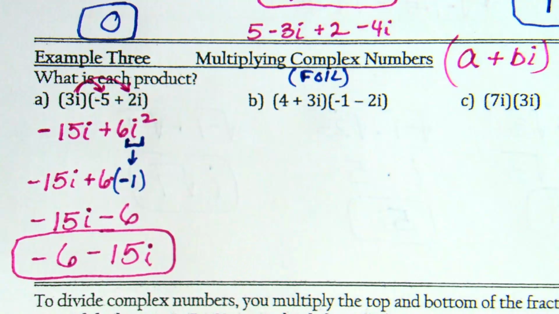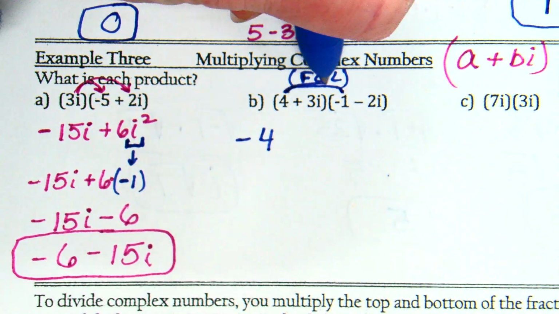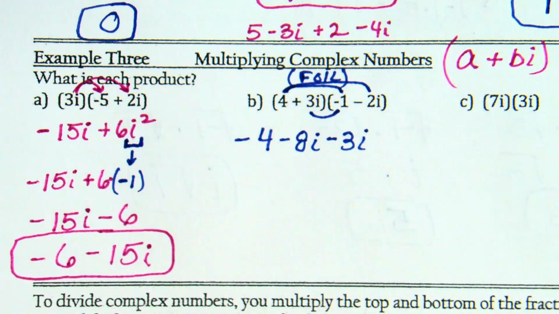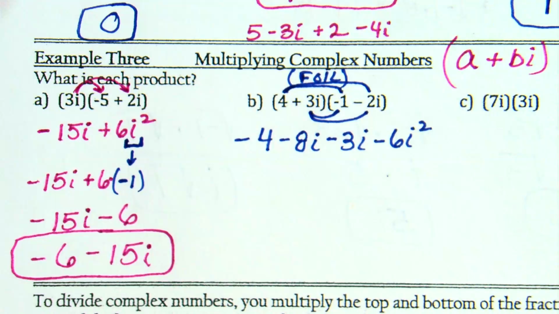So, okay. First, 4 times negative 1 is negative 4. And then outside, or distribute the 4 again. So 4 times negative 2i is negative 8i. Now I'm going to distribute the 3i, or I'm going to do my insides. 3i times negative 1 is minus 3i. And then last, or I'm going to distribute my 3i again. 3i times negative 2i. Negative 6i squared. It is important you remember that i squared. Okay?